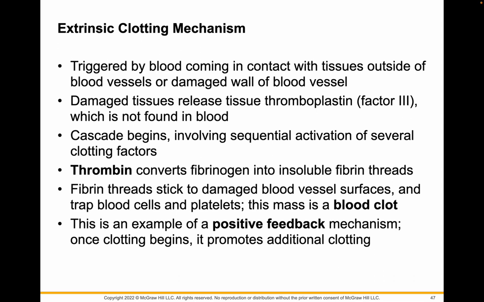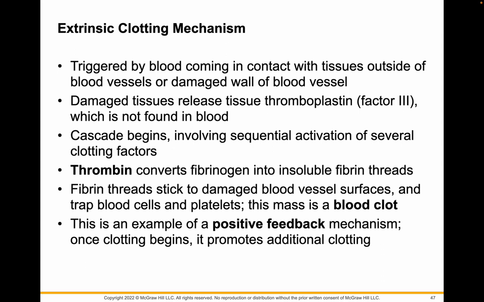And the damaged tissue is going to release thromboplastin, sometimes called factor number 3. Remember, these are all called clotting factors. This is not normally found in the blood. It's found where? Outside the blood vessels, in these tissues. So when tissue gets damaged, it releases that. And then that starts this cascade, this domino effect of several clotting factors being activated.